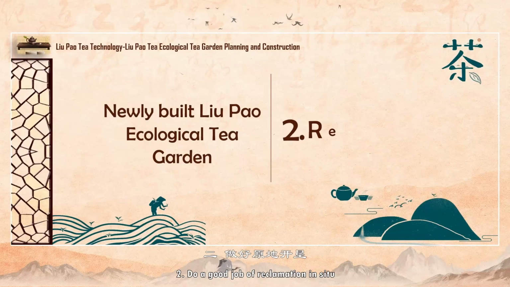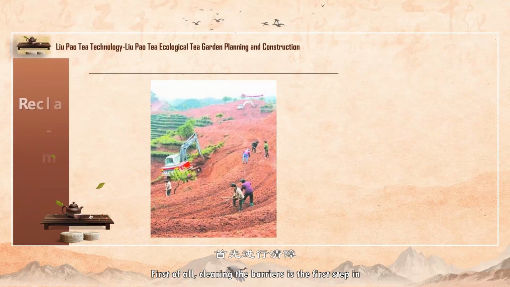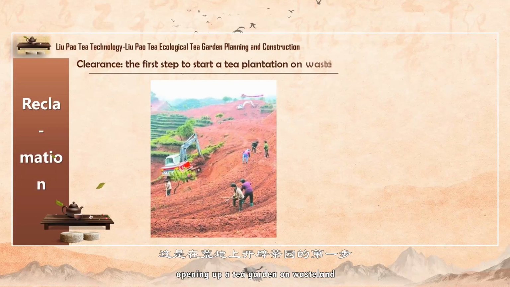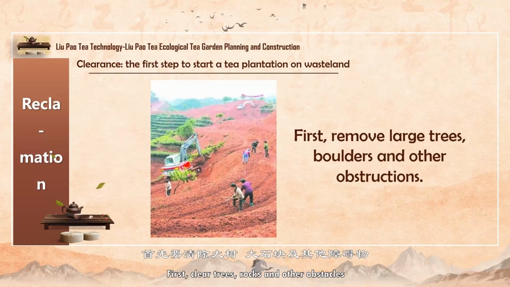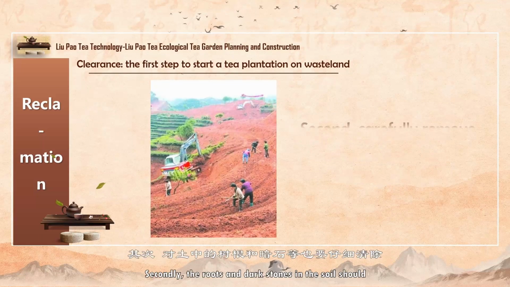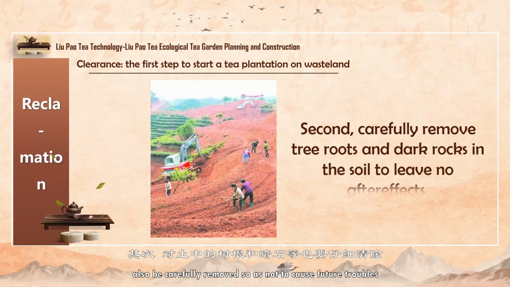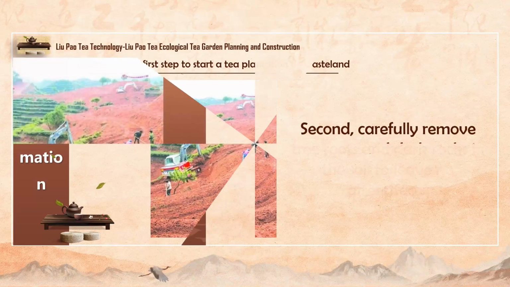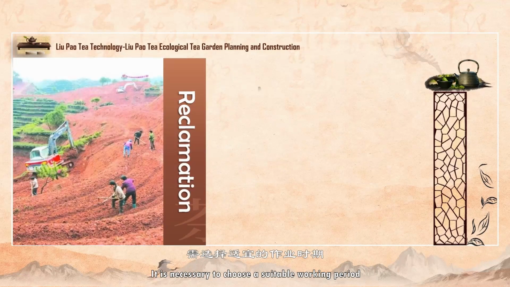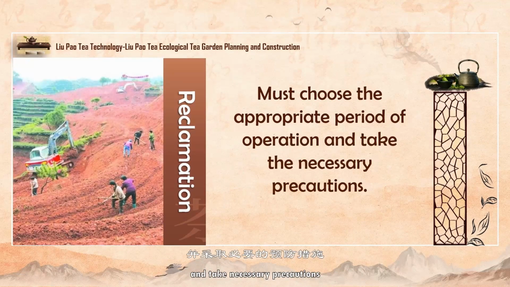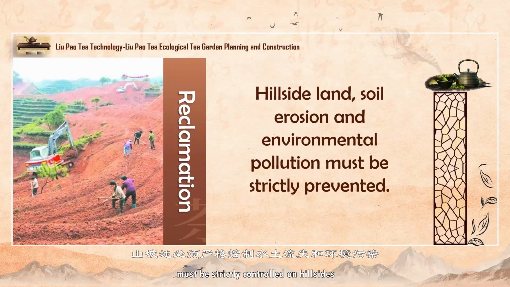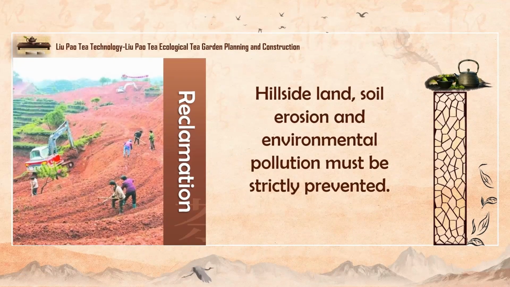2. Do a good job of reclamation in situ. First of all, clearing obstacles is the first step in opening up a tea garden on wasteland. First, clear trees, rocks, and other obstacles. Secondly, the roots and hidden stones in the soil should also be carefully removed so as not to cause future troubles. It is necessary to choose a suitable working period and take necessary precautions. Soil erosion and environmental pollution must be strictly controlled on hillsides.